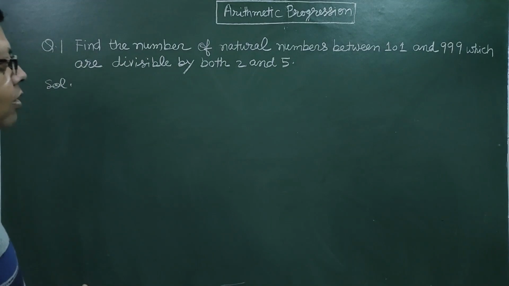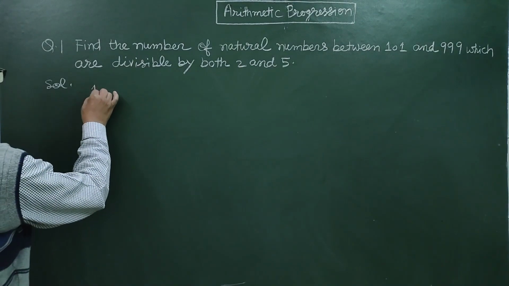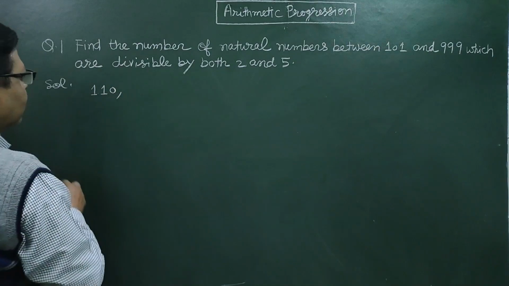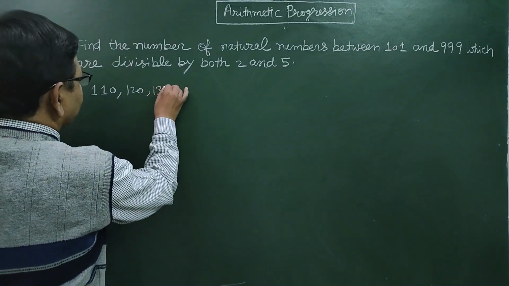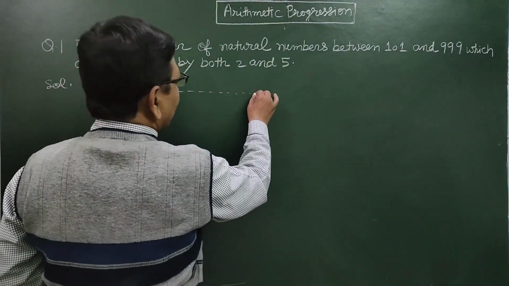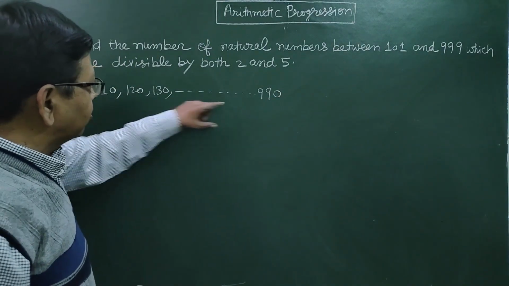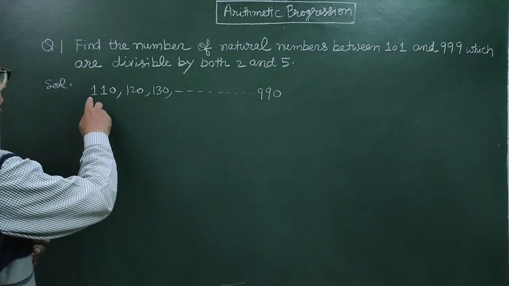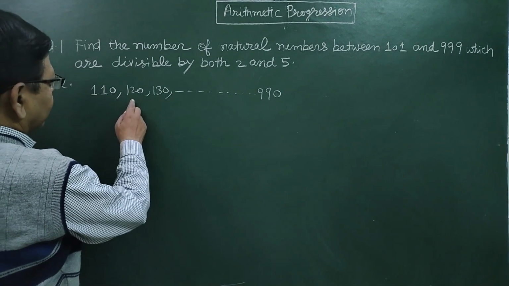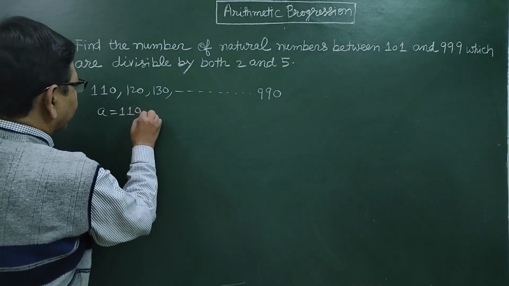So the first number between 101 and 999 which is a multiple of 10 is 110. Next number is 120, then 130, and this process will continue, and the last number will be 990. Now we need to find the number of such numbers which are multiples of 10 between 101 and 999. So now this forms an AP. You see the difference: first term is 110 and the common difference is 10.